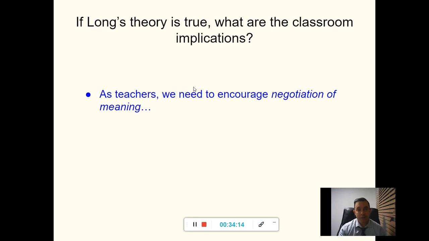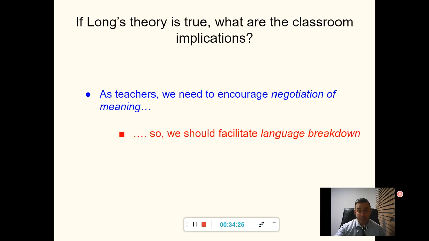Well, as teachers, we need to encourage the negotiation of meaning, right? And so, what does that mean? Well, we should facilitate language breakdown. So remember, language breakdown for Long is a good thing. If it doesn't happen, then that negotiation of meaning doesn't happen. How do we do that? Well, we do it with the right amount of I+1 and O+1.